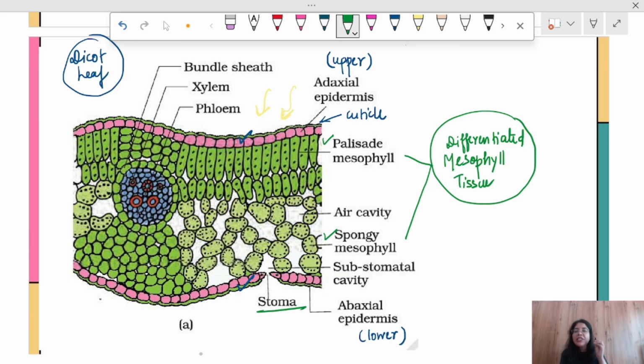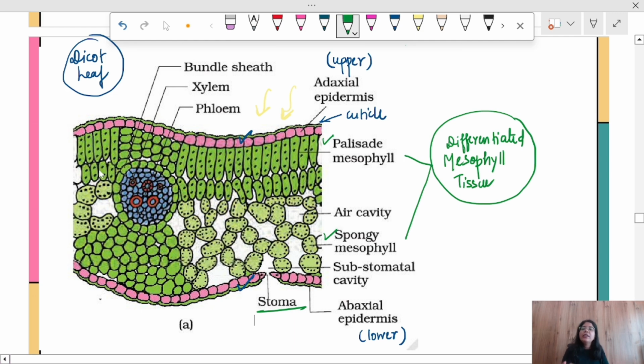You have a negligible amount of stomata on the upper epidermis, but plenty of stomata on the lower epidermis. Why? This is a method by which the plant can reduce the chance of transpiration, because this plant is receiving more sunlight from this side, so they have reduced the number of stomata on this side. Anyway, they have to do gaseous exchange, but they don't want to do more transpiration, so more stomata are present on the lower side, so that normal gaseous exchange is possible and some amount of water can be lost, not too much.